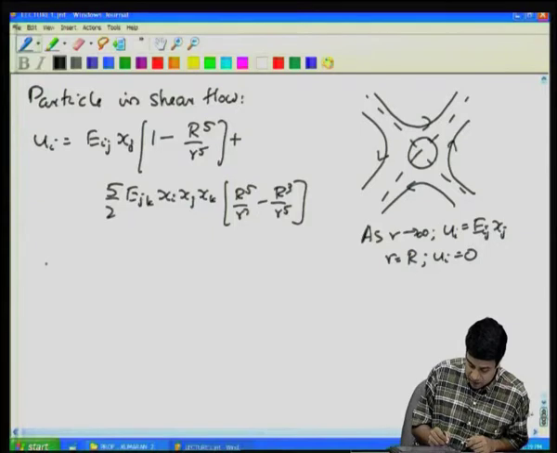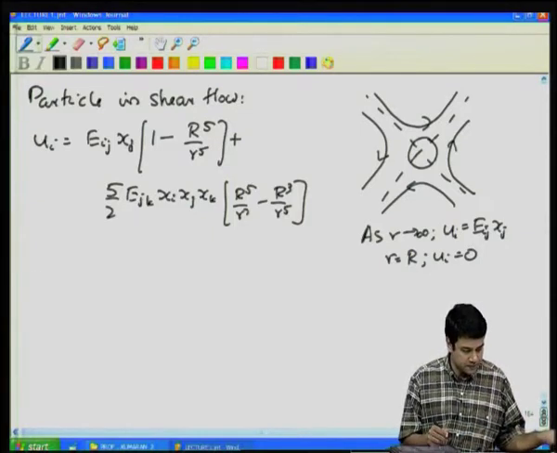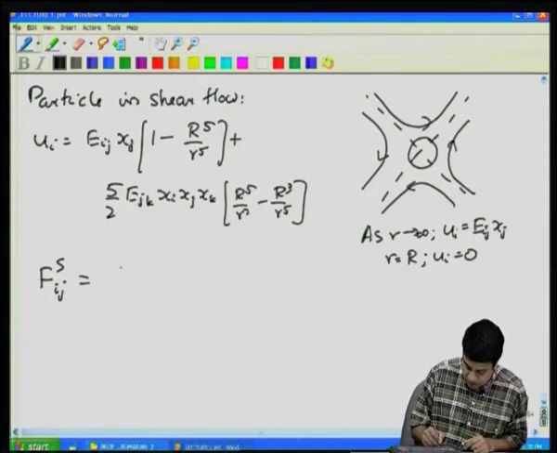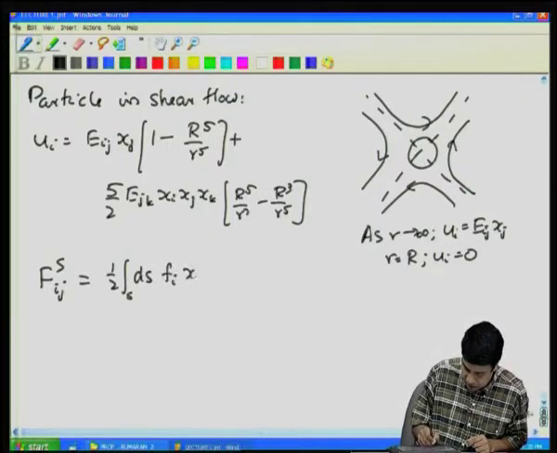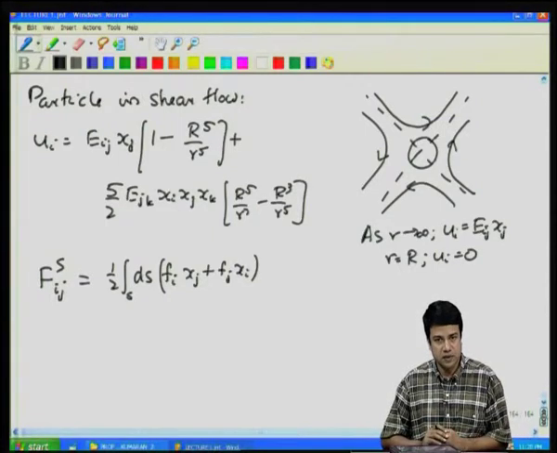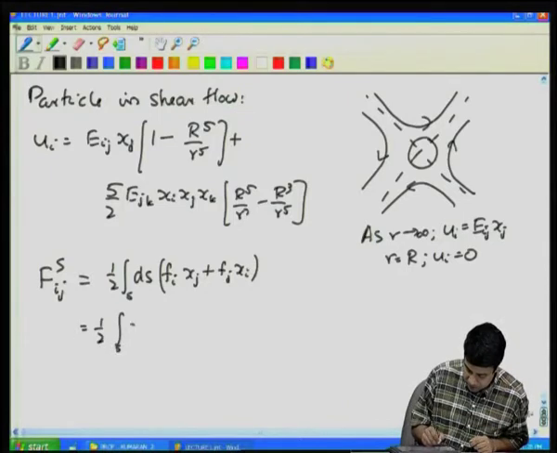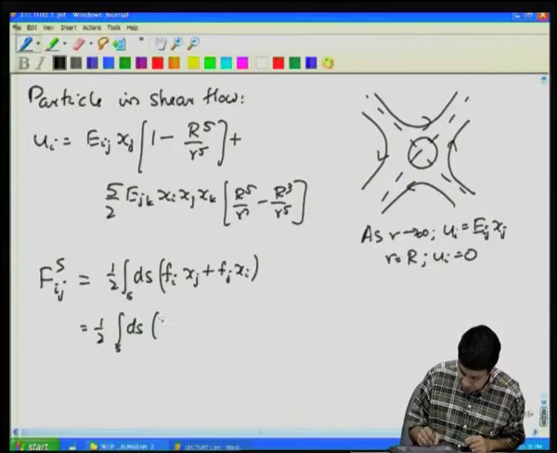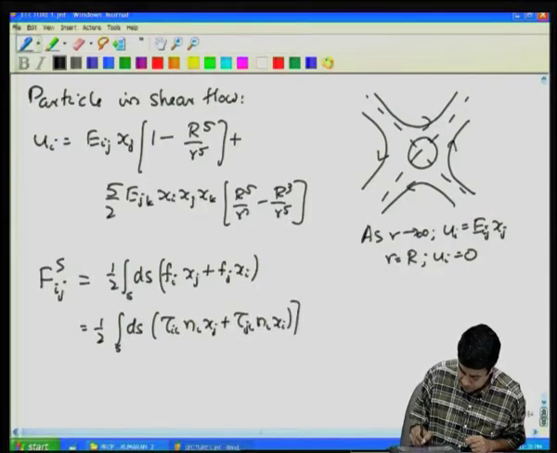So, the net force moment, I will call it the symmetric part of the force moment, F^s_ij, is equal to half the integral over the surface of the particle dS of F_i x_j plus F_j x_i. This symmetric force moment is equal to half the integral over the surface dS of the force per unit area acting on the surface, which is just the stress dotted with the unit normal, tau_iL n_L x_j plus tau_jL n_L x_i.